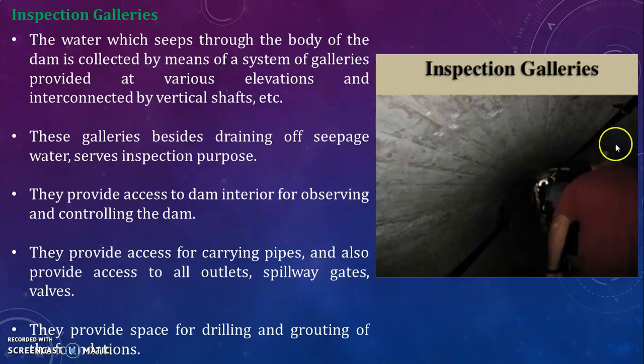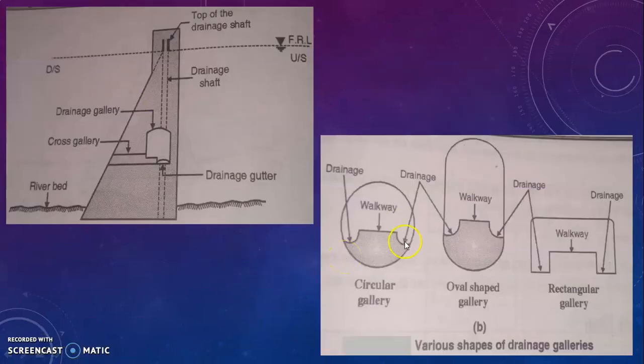This is an example of an inspection gallery. Mainly it is used for inspection purposes. These are some of the pictures of the dam galleries provided here. This is a cross gallery, drainage gallery. This is a riverbed. And here are the various types of drainage galleries: circular gallery, oval shaped gallery and rectangular gallery.